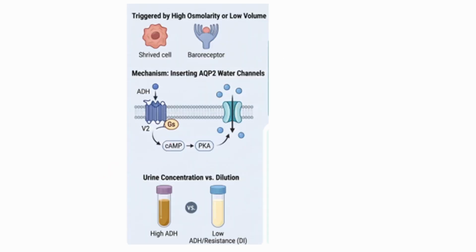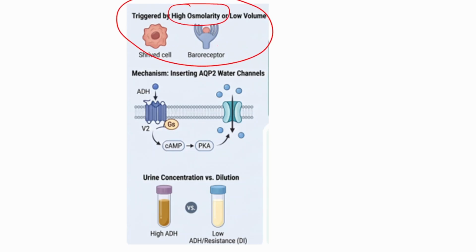This infographic outlines the cellular mechanism of antidiuretic hormone. It also demonstrates how water is regulated in the kidneys. We will divide the process into three distinct phases. First, we already have said these are the triggers. The first trigger is high osmolarity.